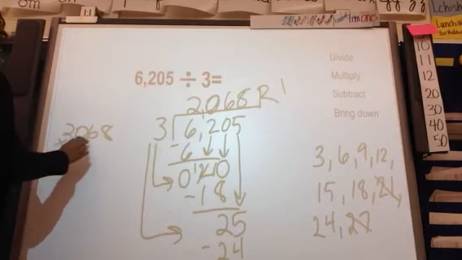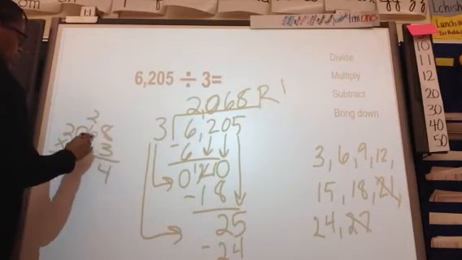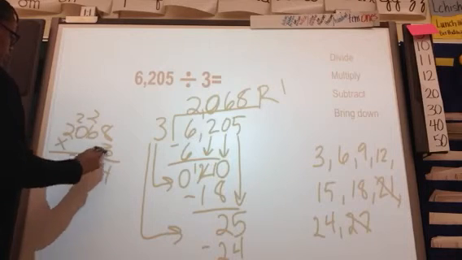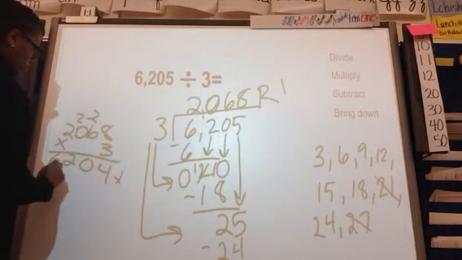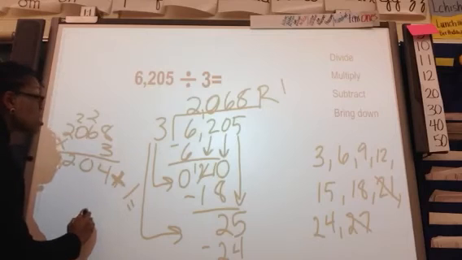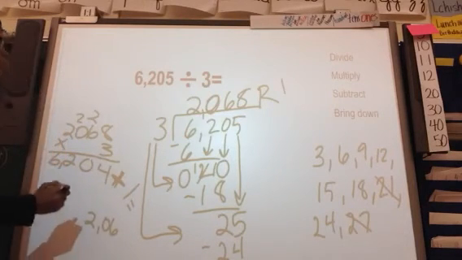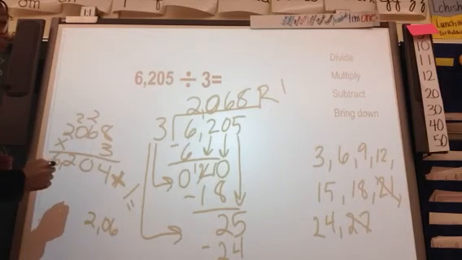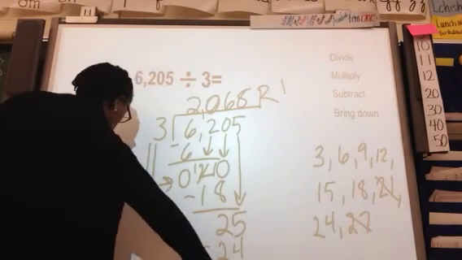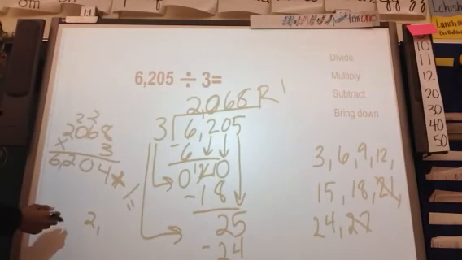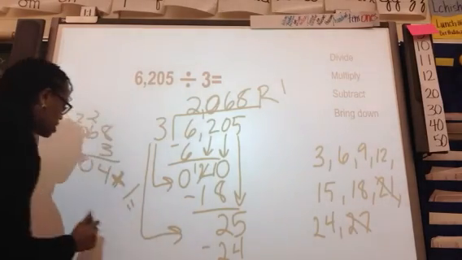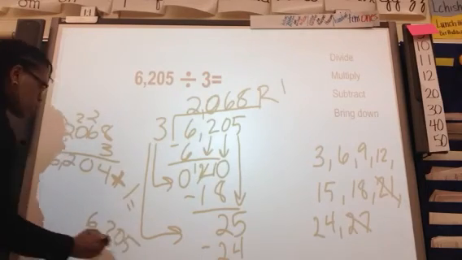2,068. I like to make sure I'm right. Anybody else like that? 8 times 3 is 24, carry the 2. 3 times 6 is 18, plus 2 is 20. 3 times 0 is 0, plus 2 is 2. And then 6. So we have plus the remainder 1 equals 6,205. Oh, I wrote the wrong number. Excuse me, guys. 6,205. So then your answer checks out.